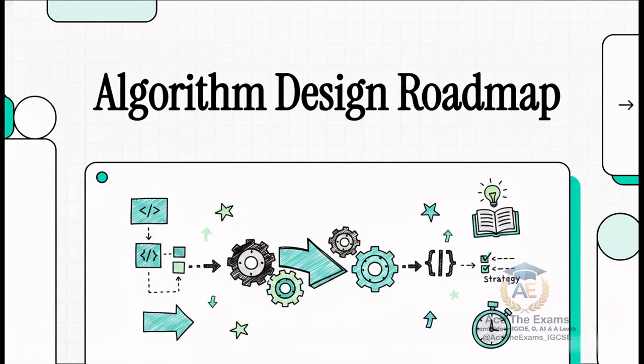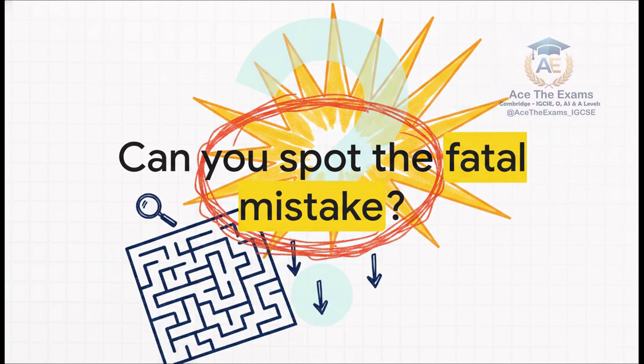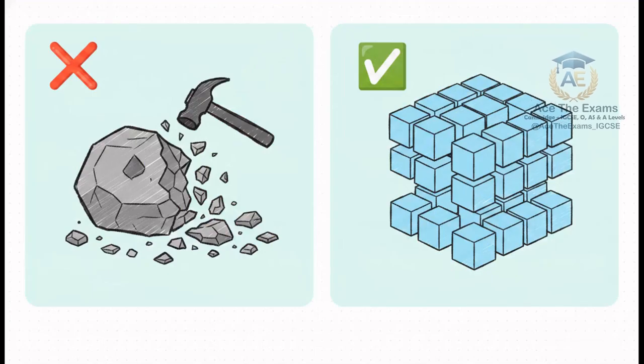Let's get into it. So, take a look at this. Can you spot the fatal mark-losing mistake right here? Seriously, it's a trap examiners set year after year, and falling for it? That can literally cost you an entire grade boundary. No joke. Okay, let's dive into this and see why.